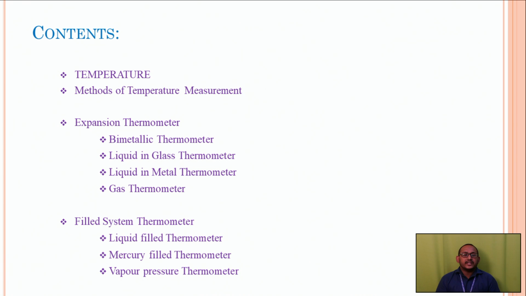Another method of temperature measurement is the filled system thermometer. Here, filled system means we fill liquids or some materials in a bulb, which is placed in the temperature source. Based on the increase or decrease of the temperature, the expansion happens inside the bulb, and based on that the deviation happens in the temperature measuring scale. Based on that the temperature is measured. These are the contents we are going to discuss in today's class.